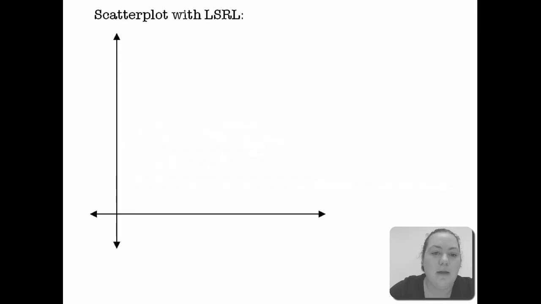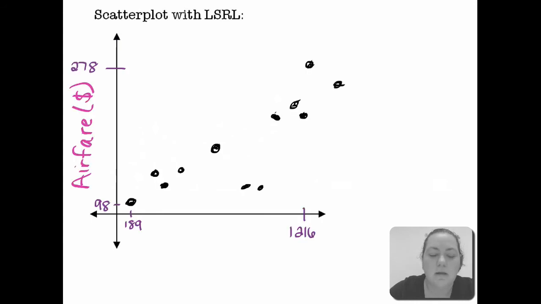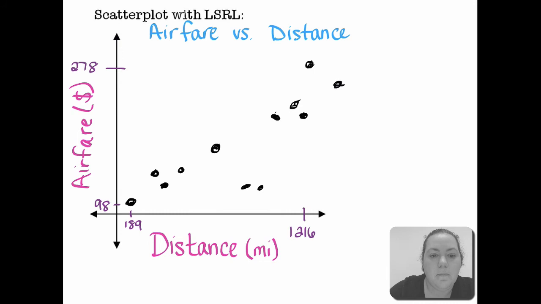Now, if I put that into list 1 and list 2 and made a scatter plot, it looks something like this. I'm going to label some of the points. I need to have some sort of labels on my x and y axis, so I just went to 2 points and put their values on there. And then I have airfare as my y variable and distance as my x variable, so explanatory and response. And then I have a title, airfare versus distance.